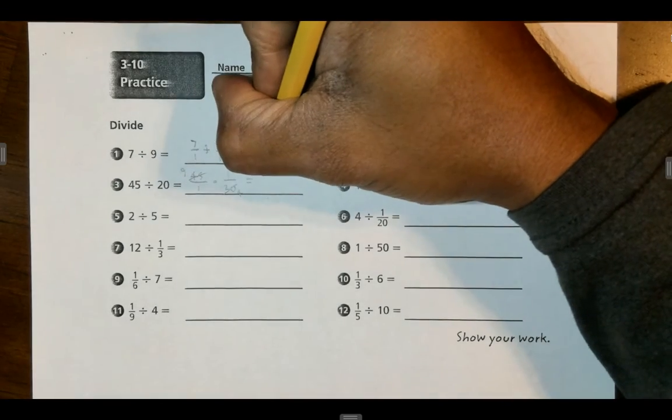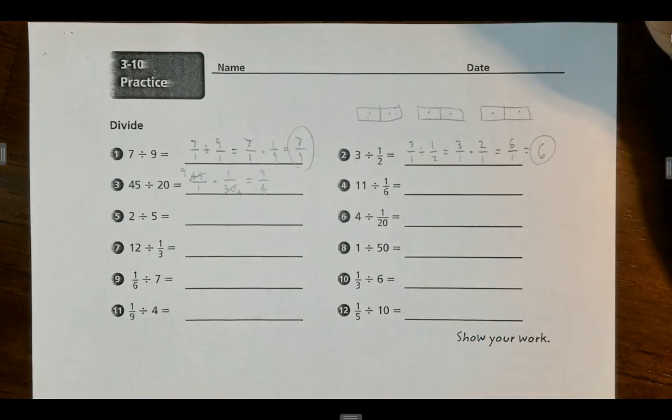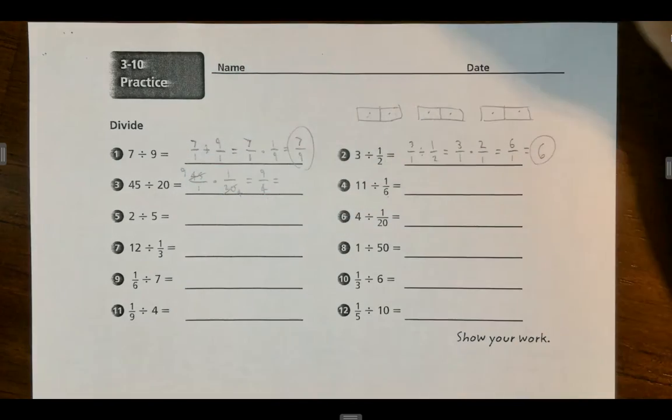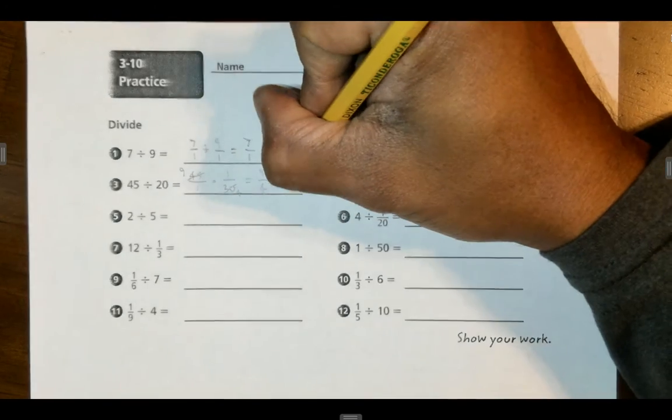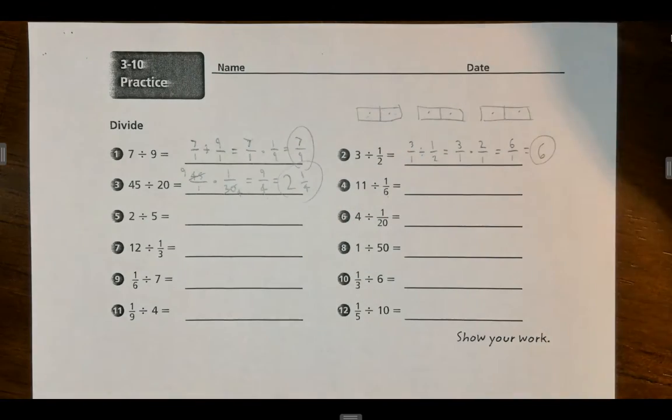Multiply that out. 9 times 1 up top is 9. 1 times 4 down low is 4. 9/4 is improper. Let's rewrite that or convert that to a mixed number. 4 goes into 9 2 times, and the leftover amount is 1/4. 2 and 1/4.